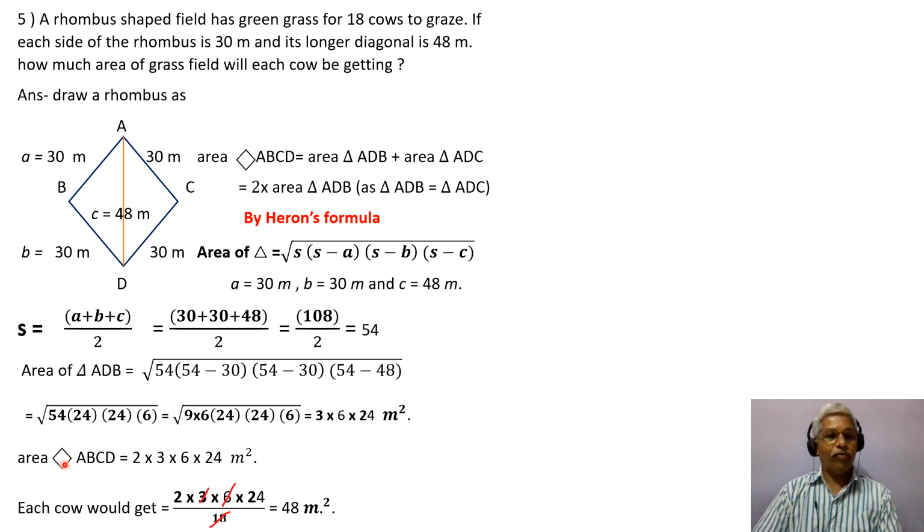So area of the rhombus ABCD equals 2 into all this. And now each cow will be getting all this divided by 18. So 2 into 3 into 6 into 24 upon 18. So this goes like this, and 2 into 24 remains, which is 48 meters square. So that is your answer.